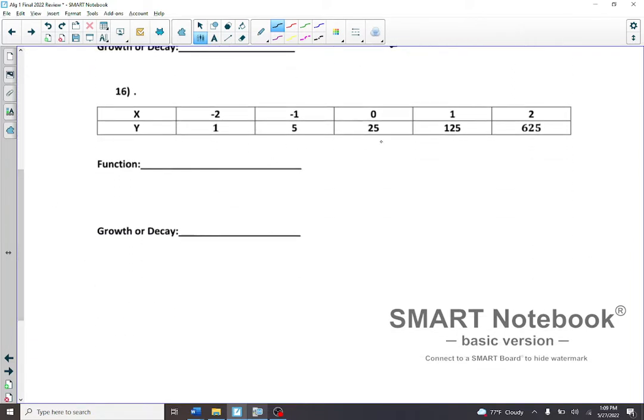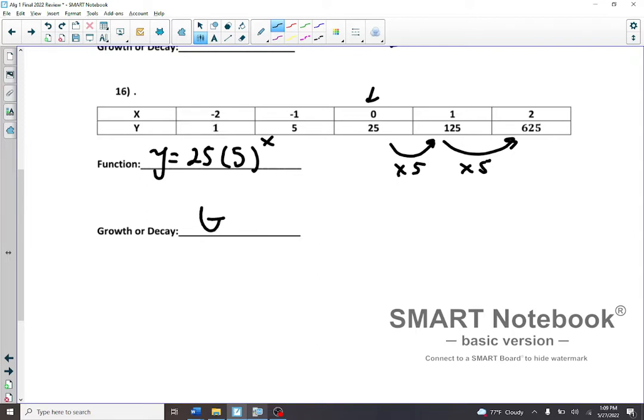Over here, the 0 is y equals 25 times, and it seems like it's going up by 5 each time, times 5 times 5. So 5 is the pattern to the x power. And since it's growing bigger and bigger, or the number is bigger than 1, the pattern, it is a growth.